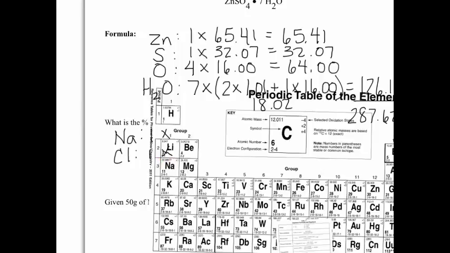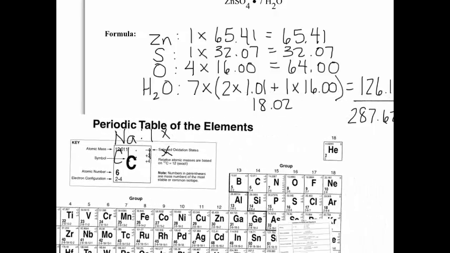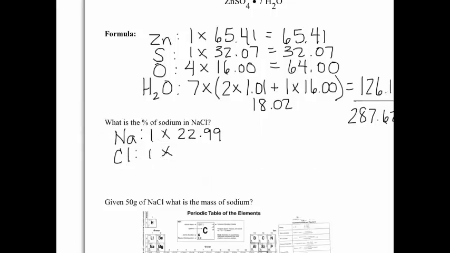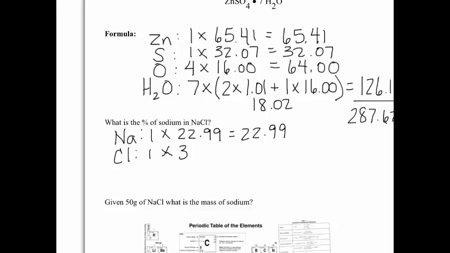Right here is sodium, 22.98977, and I'm going to round that to 2 decimal places. And when I do, I'm going to get 22.99. And then for chlorine, which is over on this side, you see that it is 35.453, and when you round to 2 decimal places, you'll get 35.45. 22.99. And then we add those two together in order to get our GFM. And that is our mass of our whole.